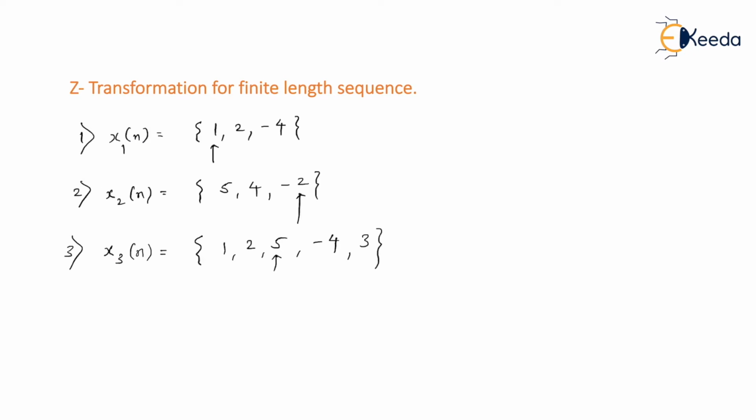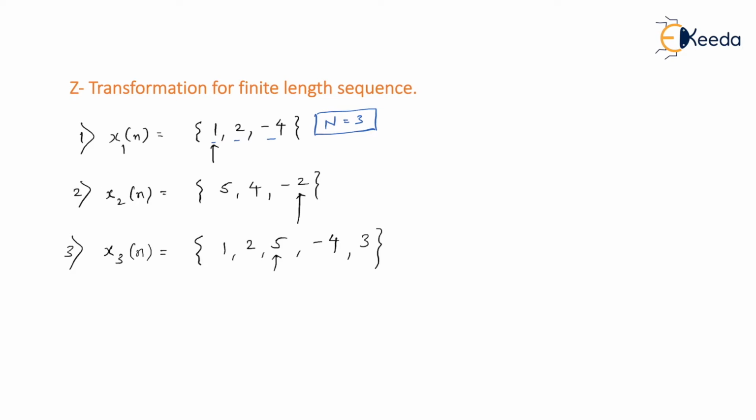Let's start with Z transformation for finite length sequence. The reason why they are called finite length sequence, as the name implies, is that the length of the sequence is finite. For example, in the very first case, if you count the number of samples, how many samples are there? 1, 2, 3. It means 3 is the length of x1 of n. So the length of x1 of n is 3. Basically it shows the number of samples present in a given discrete signal. If the number of samples in a given discrete signal is finite, the respective signal is called a finite length sequence.